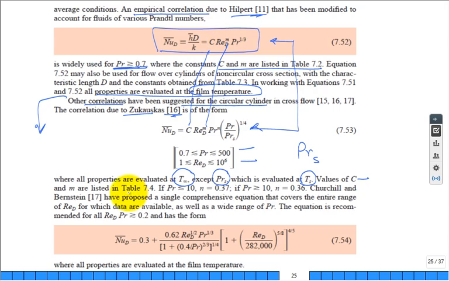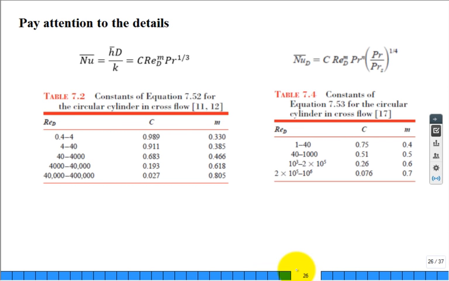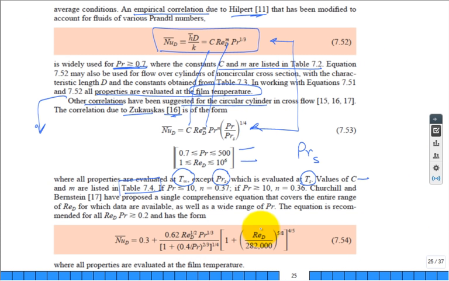So right away, you don't know what the student's going to do. Oh, I need a C or an M. Oh, I'll go to this. Wrong, wrong, wrong, wrong. Because this correlation works with that one, this one works with that one. So many places for error, right? So just be careful. If you continue to read this, it says, oh, by the way, if you want a single comprehensive equation, somebody's done it.